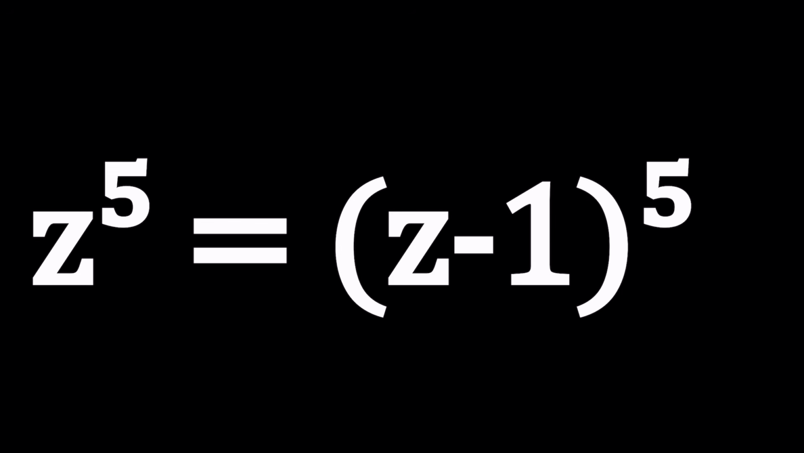This channel is all about complex numbers, and in this video we're going to be solving an interesting equation with complex numbers. We have z to the fifth power equals z minus 1 to the fifth power, and we're going to be looking for all solutions, including the real ones.